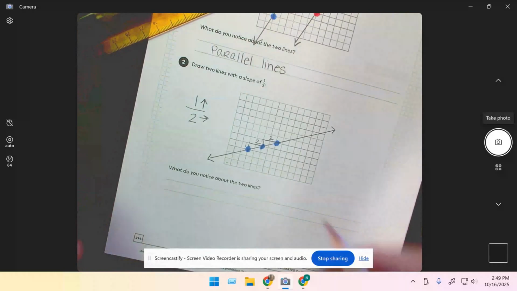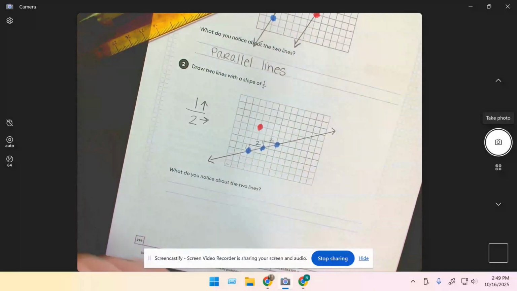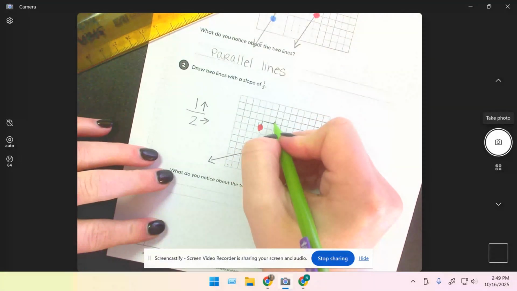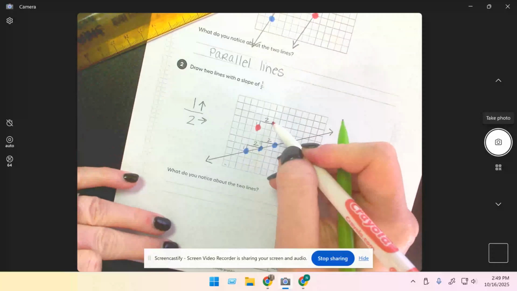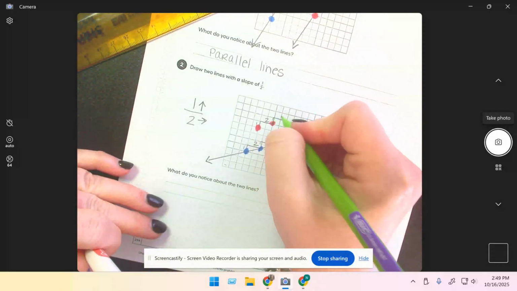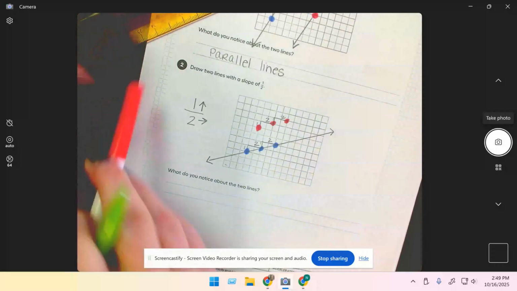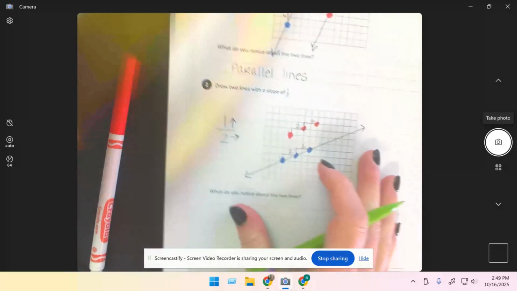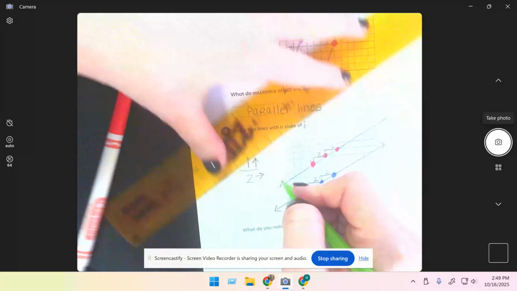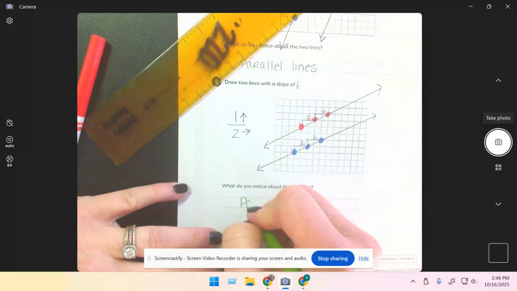All right, let's do this again. Again, I'm going to choose a random point. This time I'm going to choose it over here. Anywhere on the graph. From here, I'm going to go up 1, right 2. Put a point. Up 1, right 2. Put a point. Connect. And hopefully you notice, same thing, we have parallel lines.